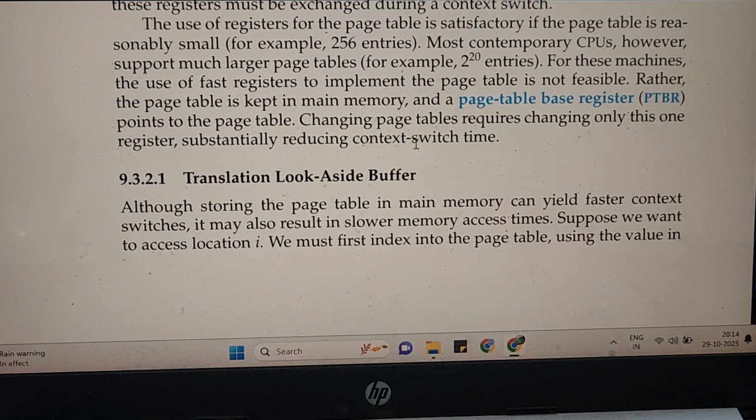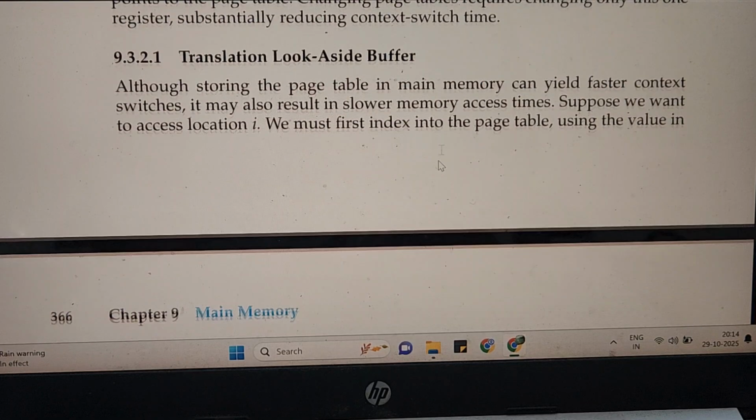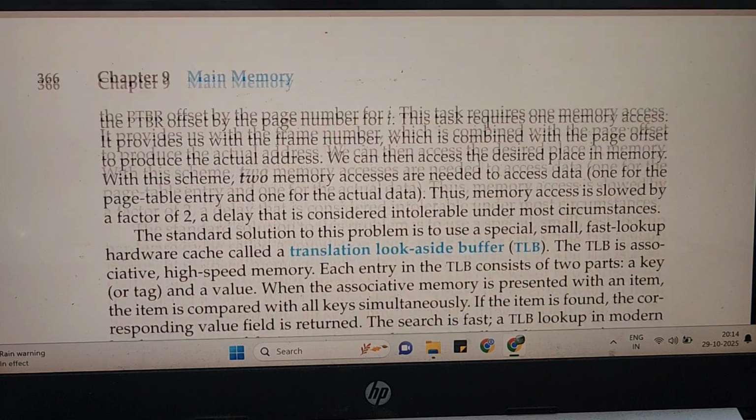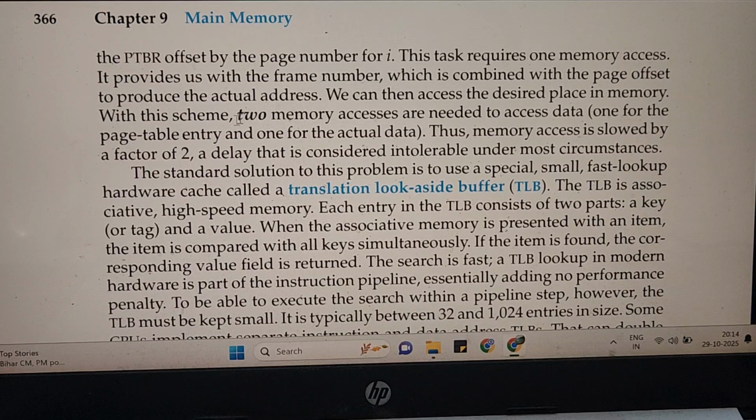Okay, so that is the motivation behind coming up with this entity called the translational look-aside buffer, which we call the TLB. With the basic paging scheme which we were looking at, you need two memory accesses to access your data. First you have to go to the page table and find the page number. From there you find the frame number, you go to the main memory and then you access the frame. So there are two things happening, and that means memory access is slowed by a factor of 2.